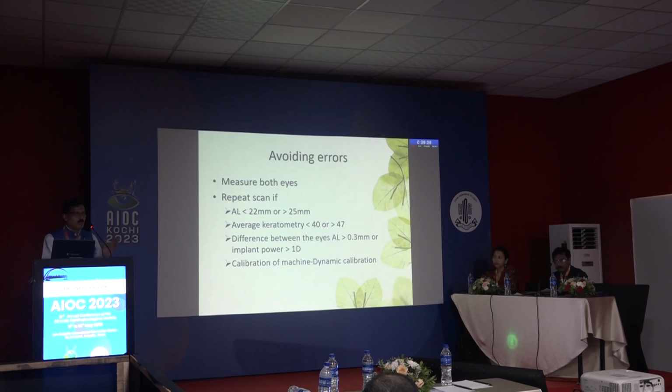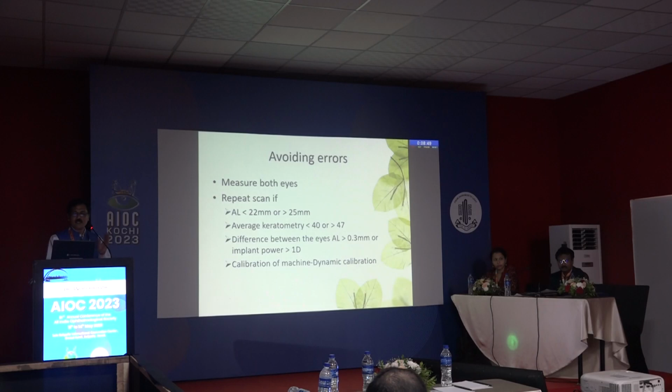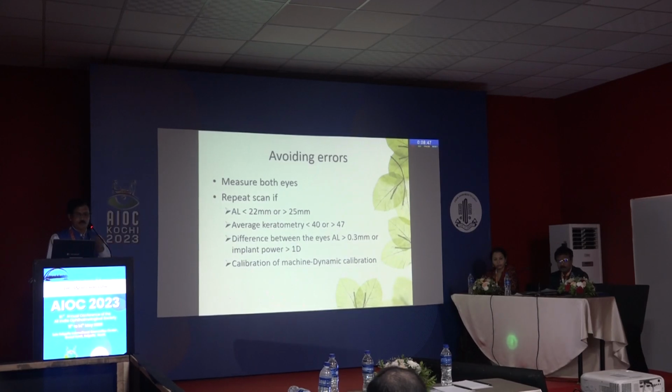We have to avoid errors. One thing you have to do is measure both eyes. Even if one eye is pseudophakic, you still have to measure that eye, because comparison is very important. If the axial length is less than 22 or more than 25, you have to repeat again. If the keratometry is less than 40 or more than 47, you have to repeat. If the difference between the eyes is more than 0.3 millimeter, or if the IOL power calculated differs by more than 1, you have to repeat.